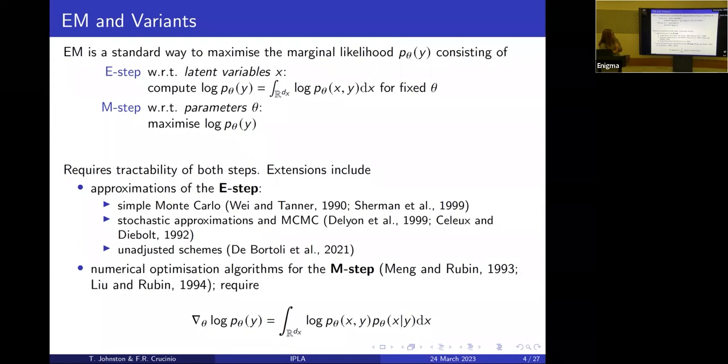Clearly, if you want to do this in closed form, you need models which are tractable, only easily tractable, because you want to be able to use that integral and to perform the maximization analytically. That is not very feasible in practice. So for the M step, it's quite natural to use numerical optimization routines instead.